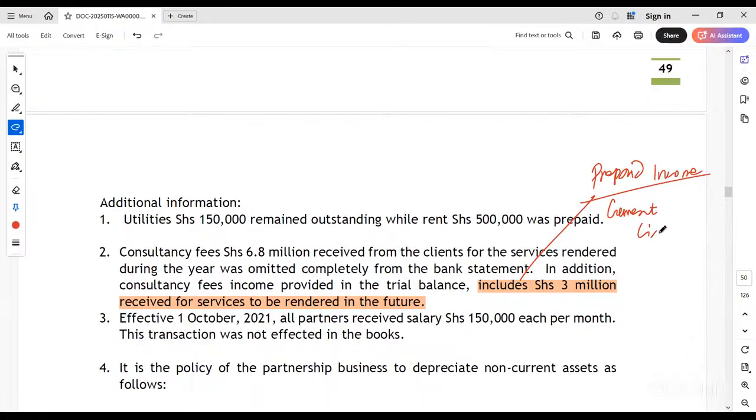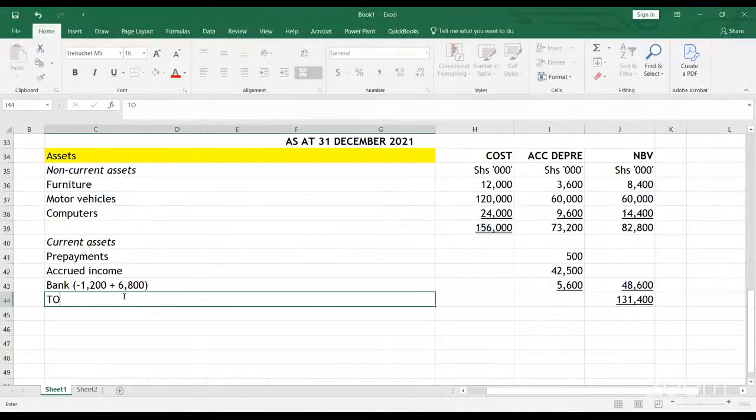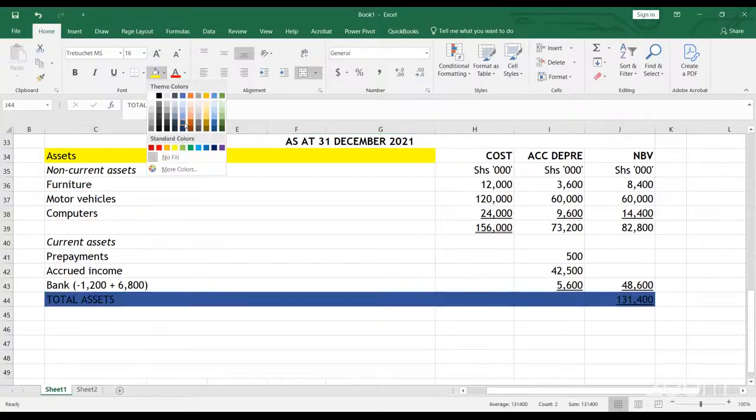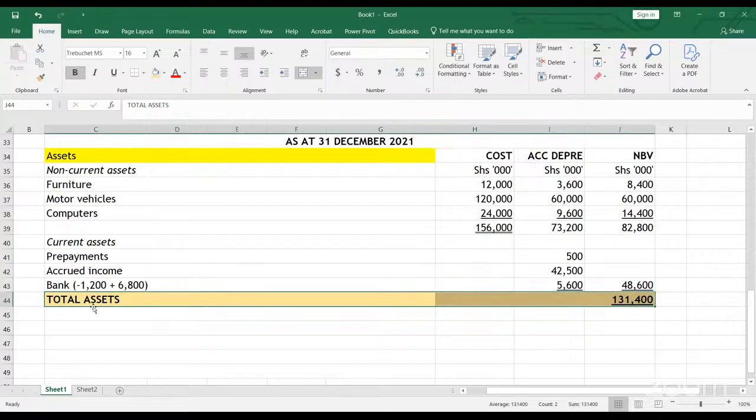This is a current liability. So we are going to start with that when it comes to the liabilities. So this is your total assets figure.